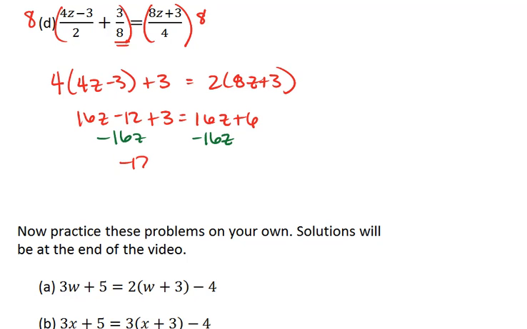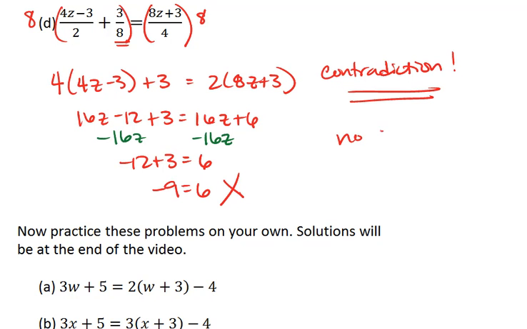We have negative 12 plus 3 equals 6, which gives us negative 9 equals 6. This is not true. This solution is a contradiction. So there is no solution.